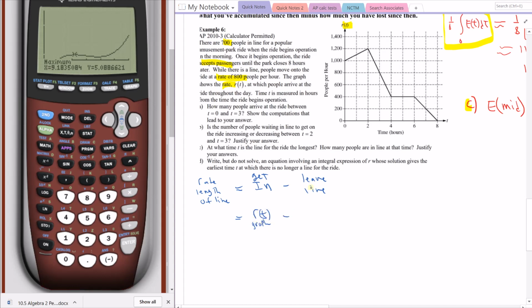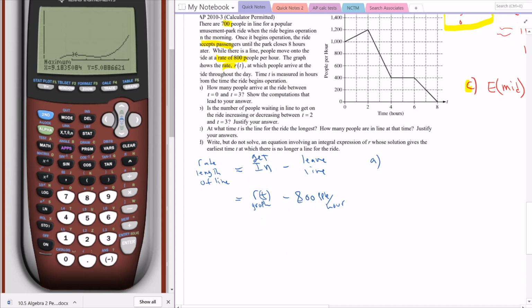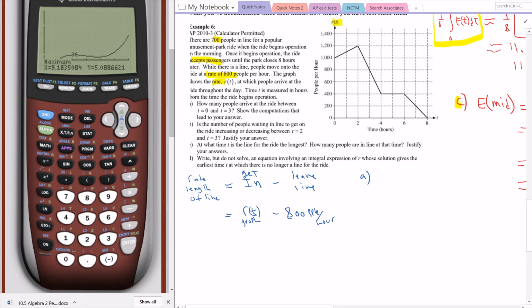And then the leaving the line piece is 800 people per hour, right? So the first thing we want to know for part A is how many people arrive at the ride between t equals 0 and t equals 3. This is only asking about people arriving at the line, which is the R of t part. So if we want the total number of people that arrive, we have to integrate, adding up R of t from 0 to 3.